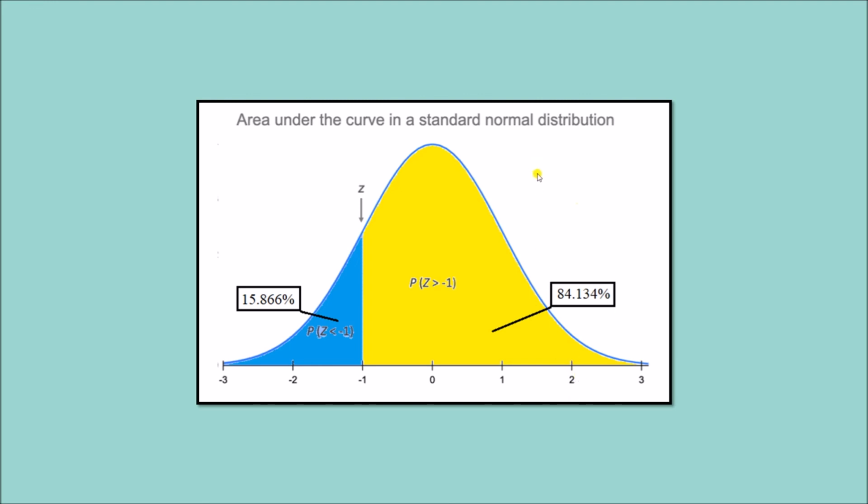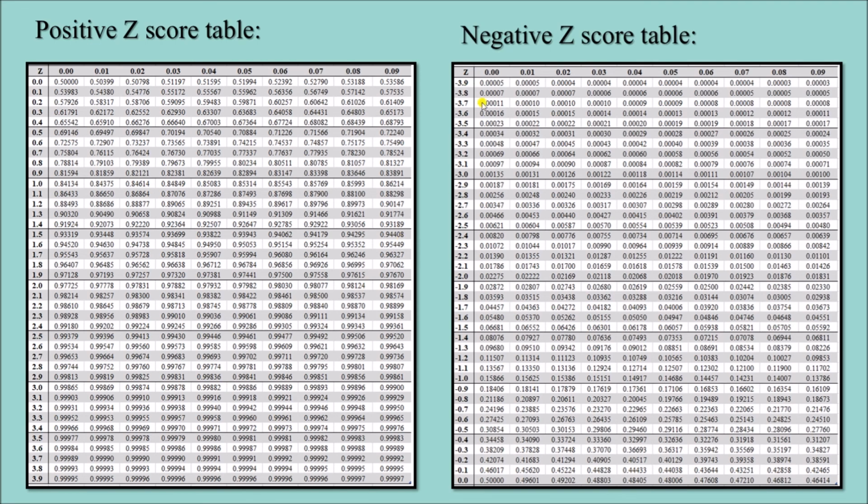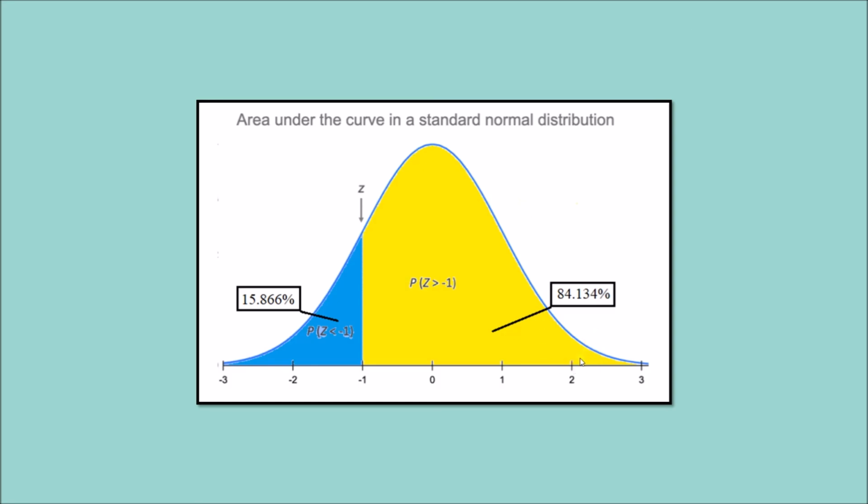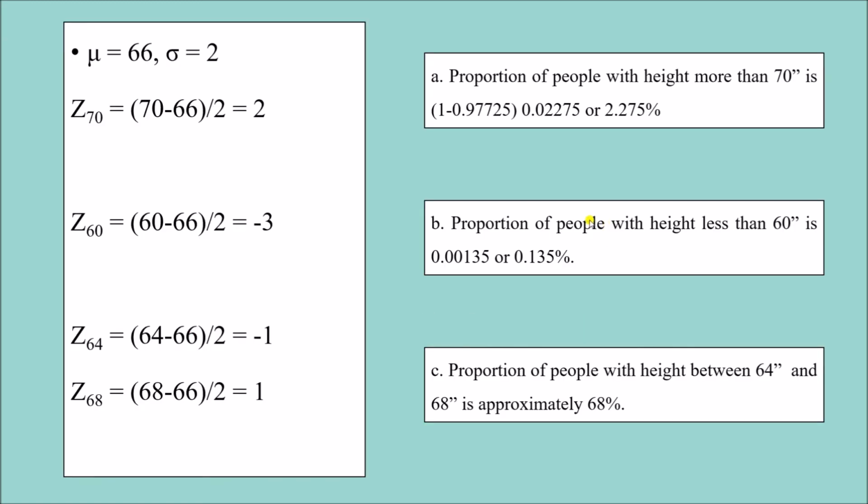If we subtract it from 1, because these are given in fraction, that will give the portion or area of the curve which is on the right side of the given Z score. So that is what we have done here: 1 minus 0.97725 is 0.02275, which is basically 2.275%.